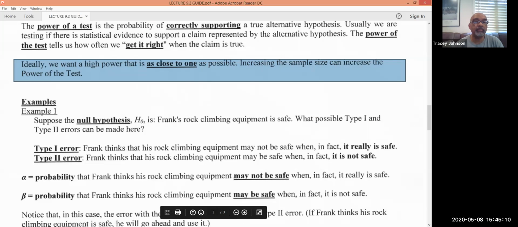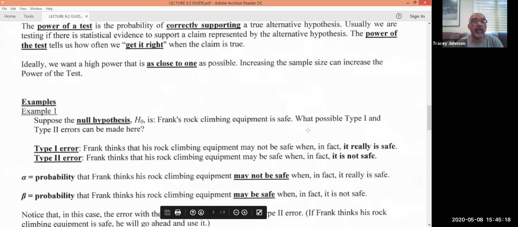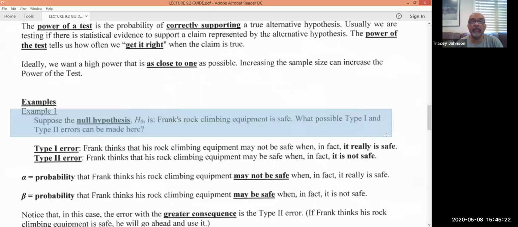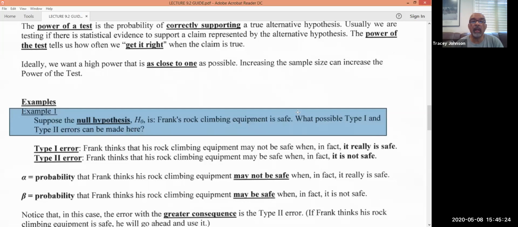Examples. Let's take a look at example 1. Our null hypothesis for this particular example, I guess we've got a rock climbing example here, is that Frank's rock climbing equipment is safe. What possible type 1 and type 2 errors can be made here?